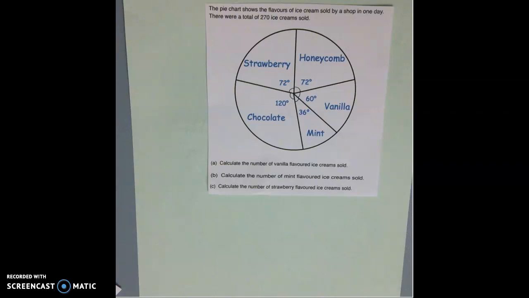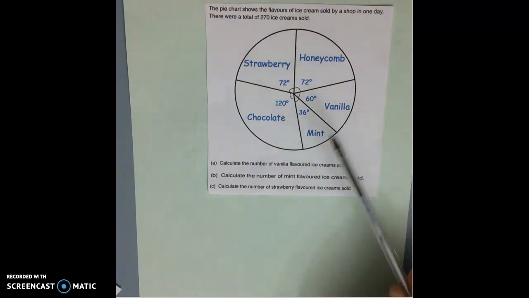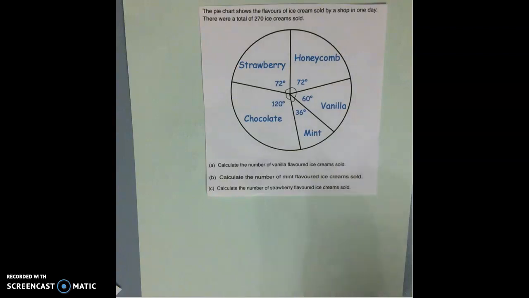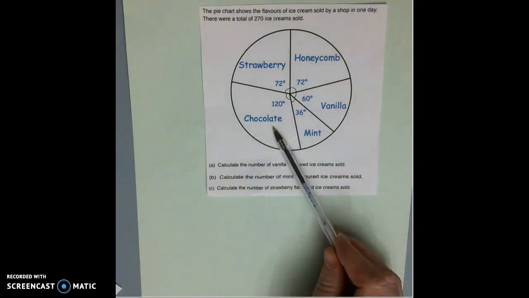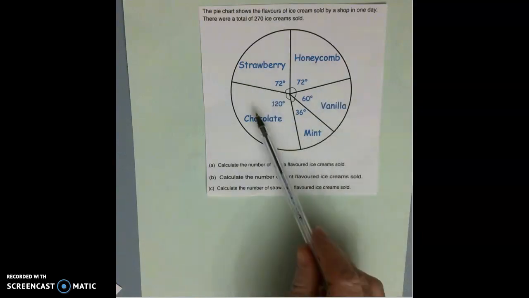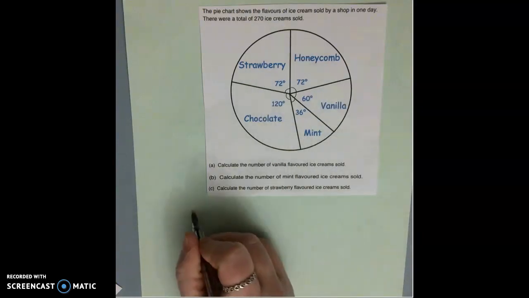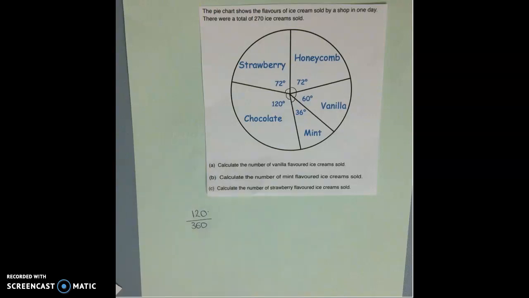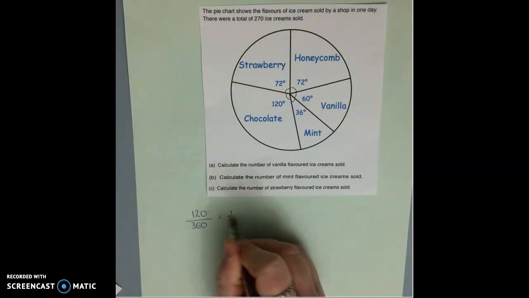Okay, so the question is asking us to determine how many ice creams of different flavours were sold. So what we need to know, first of all, is what fraction of a circle each of these sectors represents. Now, the easiest one is 120 degrees because we know basically 120 degrees is a third of a circle. But to work that out, we would do 120 divided by 360, and that would give us 1/3.